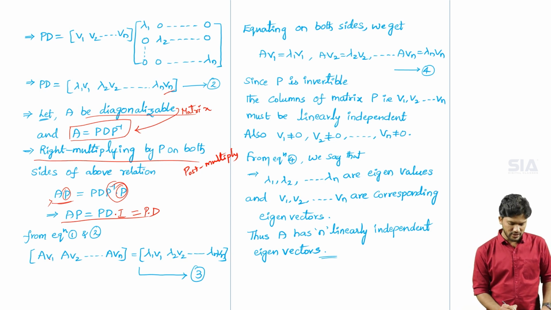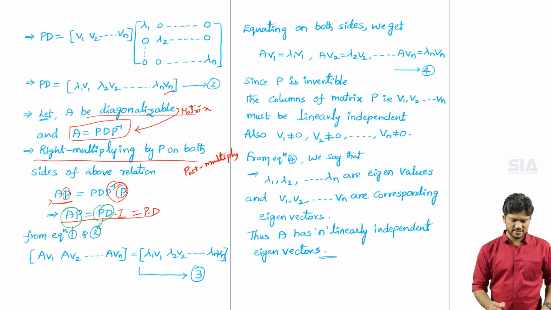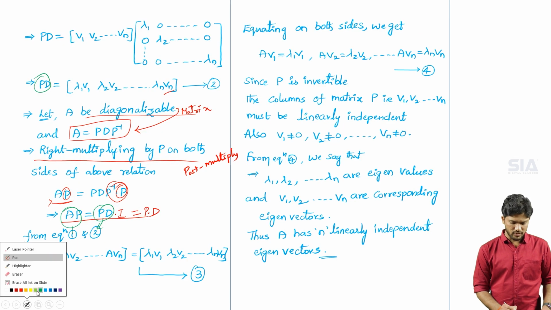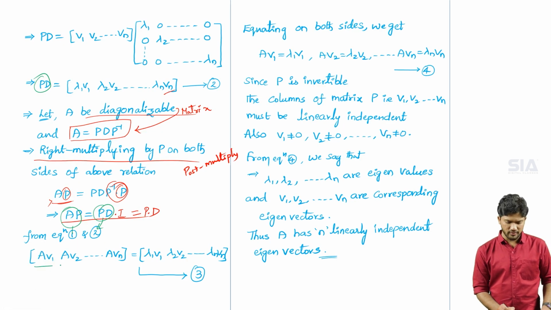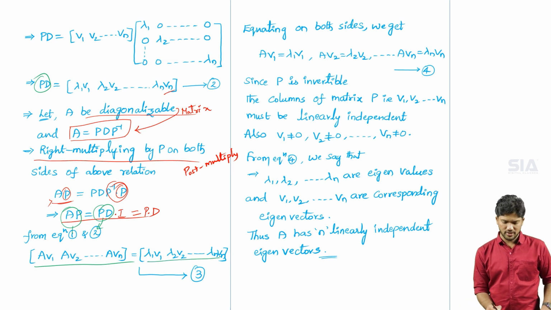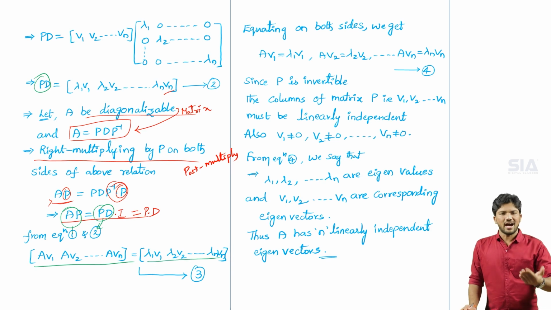What is A into P? A into P is equation number 1. And P into D is equation number 2. You can see here equation number 2 is P into D, and in the previous slide we have A into P as equation number 1. Now both values are equal, so we can equate the RHS values of equation number 1 and equation number 2.